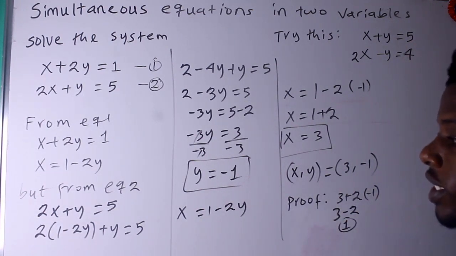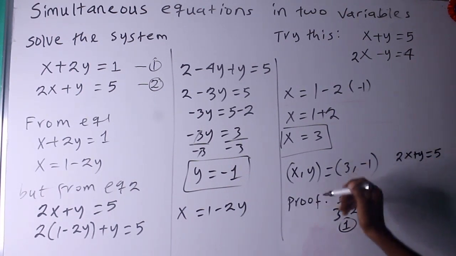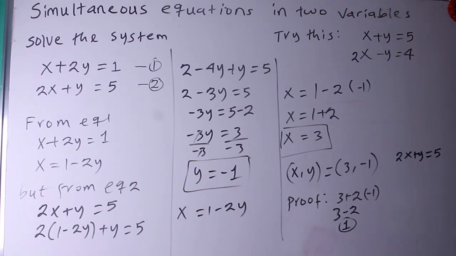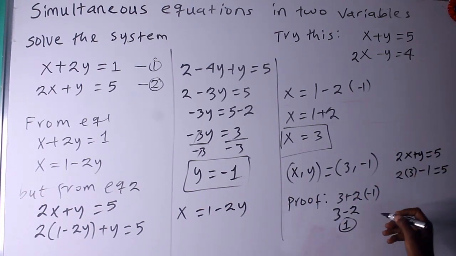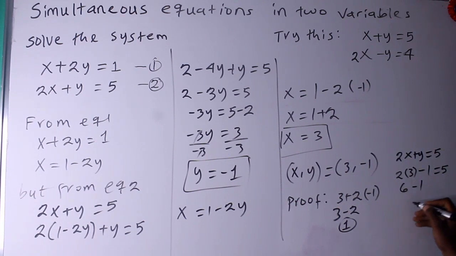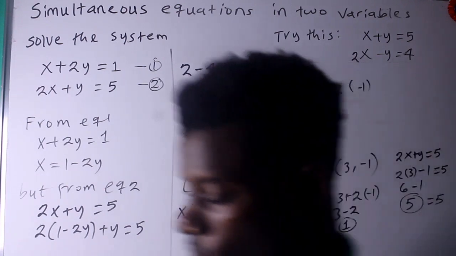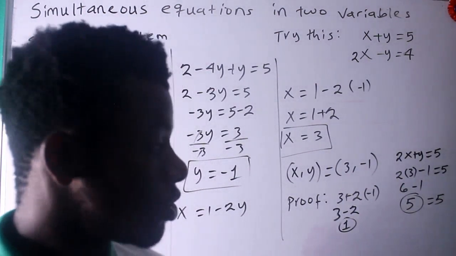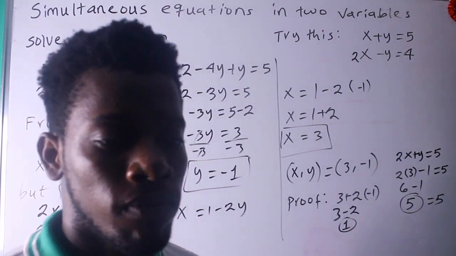Great. Now the next thing I'm going to do is to take the second equation, 2x plus y equal to 5, and substitute these two values to see if I'm going to have an equivalent expression. So I'll have 2 times x, which is 3, plus y, but y is negative 1, should be equal to 5. 2 times 3 is 6, so I'll have 6 minus 1, and 6 minus 1 is 5. So 5 equals 5 is a true equation, or a true statement. So this is how we can solve a linear equation in two variables using the method of substitution.